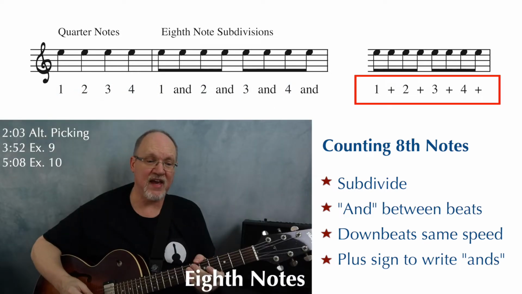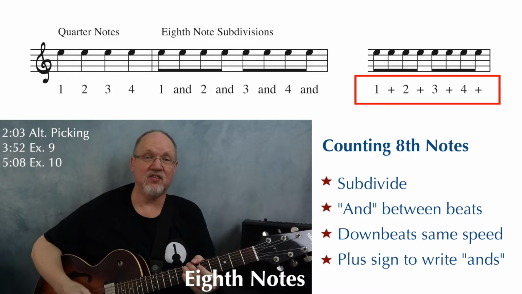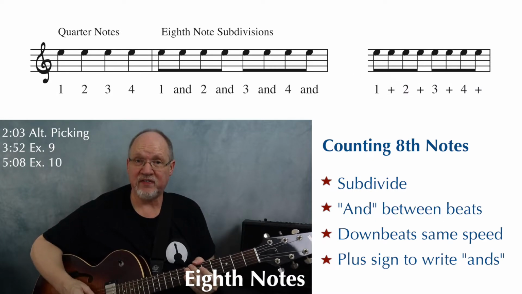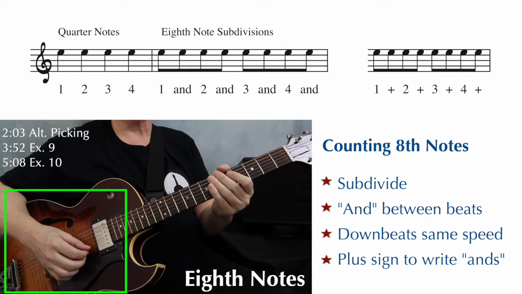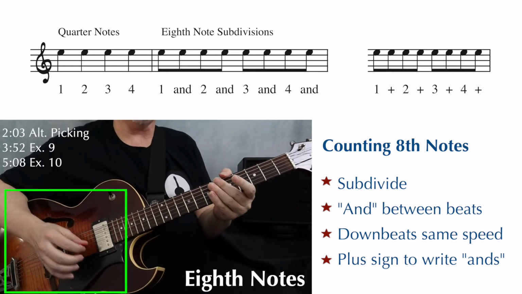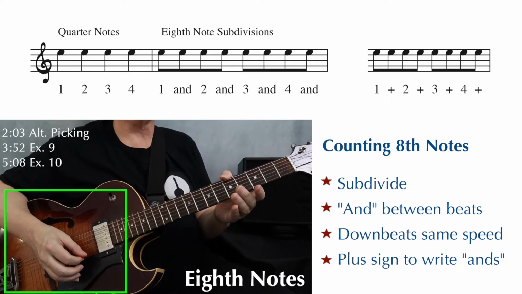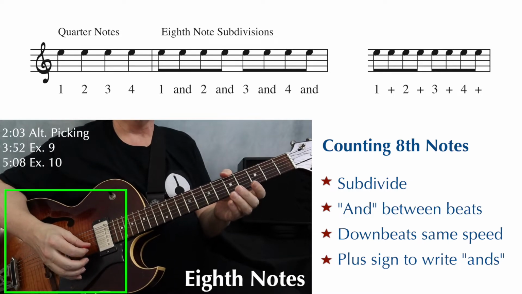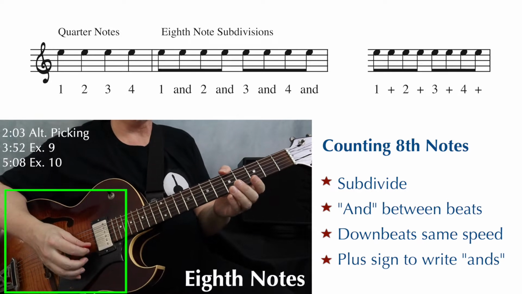And when we write the ands out, or the counting, instead of just spelling out the word and, we use plus signs to save time. Now make sure when you play these eighth notes, you play them exactly twice as fast as your quarter notes. So your 1, 2, 3, 4 should stay the same. We just put an and in between. 1, 2, 3, 4. 1 and 2 and 3 and 4 and.